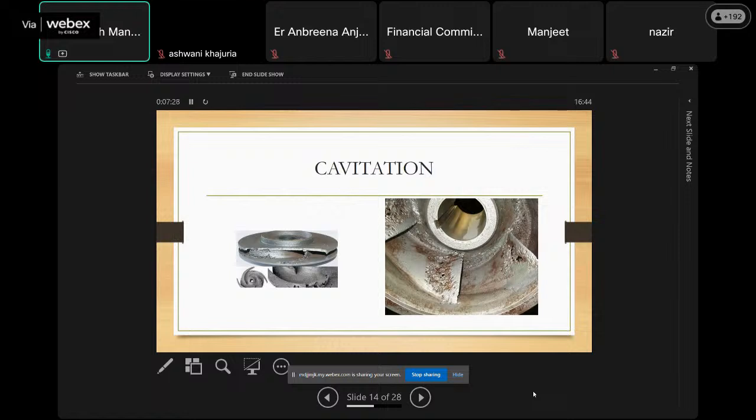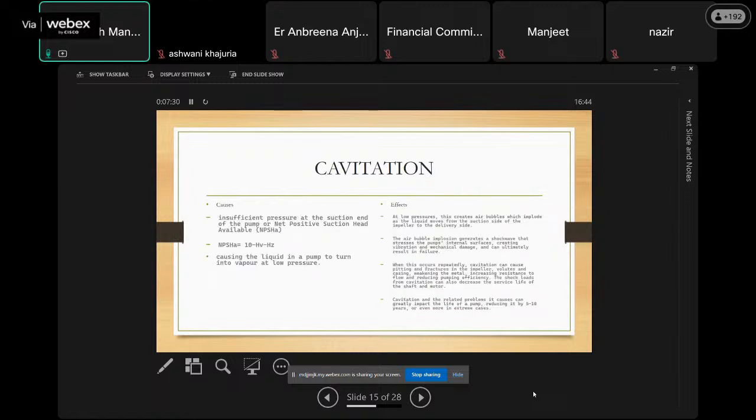of the vein has taken place. So, what are the causes? The cavitation. The main cause of the cavitation in the pumping system is the insufficient pressure at the suction end of the pump, or the net positive suction head is less.